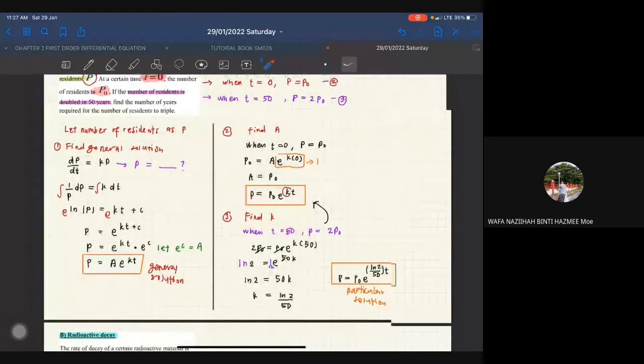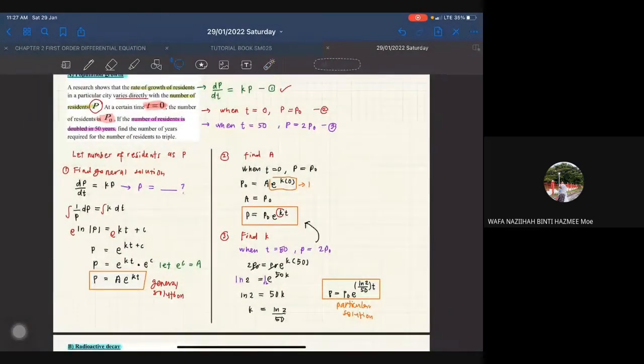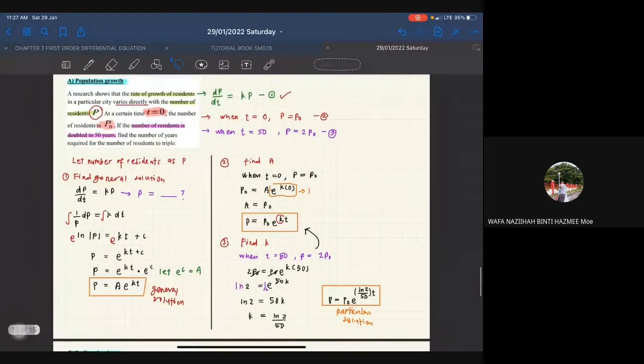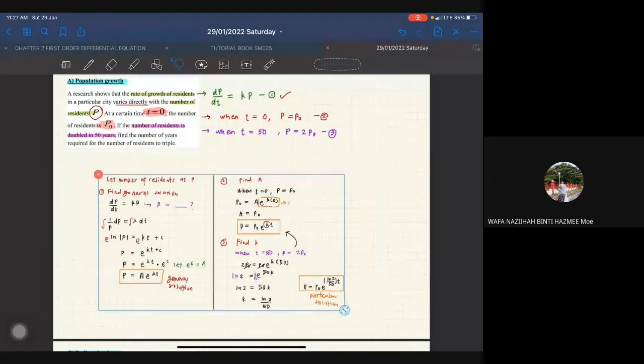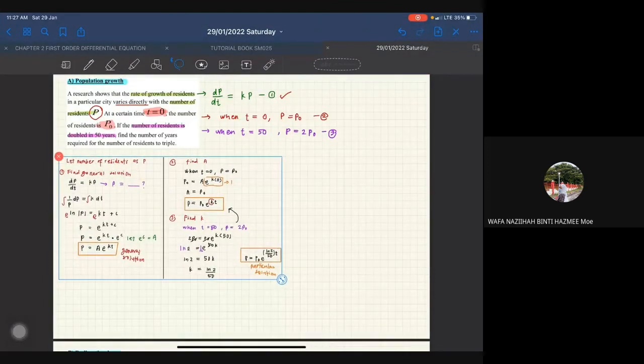Okay, settle dekat situ. Alright, tapi kita masih belum menjawab soalan sebenarnya. Ni baru extract information. Baru nak ke arah menjawab soalan. Okay, so saya kecilkan sikit. Resize. Okay, so sebenarnya soalan nak apa? Sekejap, saya tarik sini.